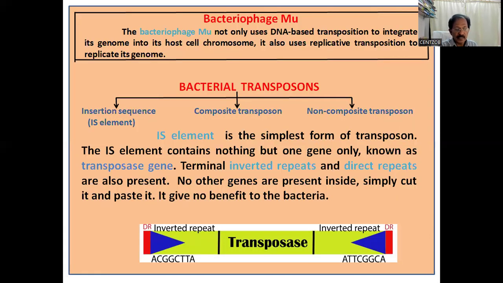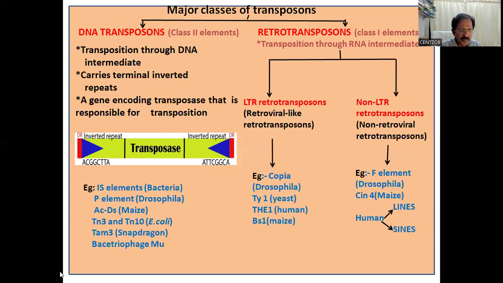Then we can study some facts about the different types of DNA transposons. Once again, examples are IS elements in bacteria, P element, Ac/Ds, Tn3, Tn10, etc., Tam3, Snapdragon, bacteriophage Mu. We shall mention some points on these IS elements, then bacteriophage, then some of these DNA transposons.